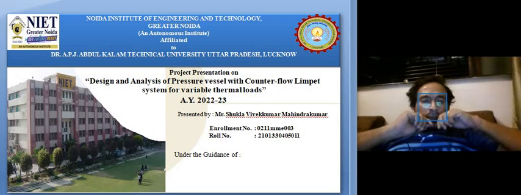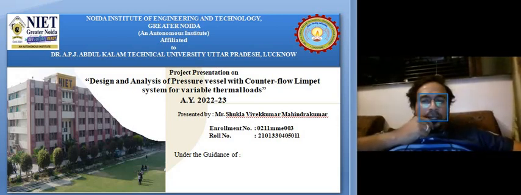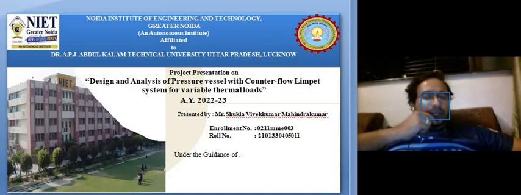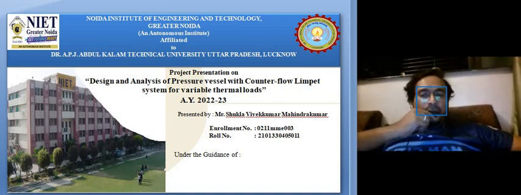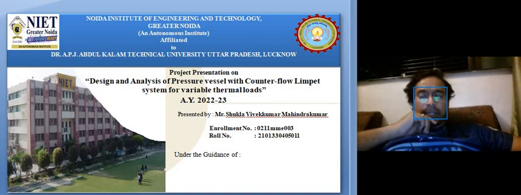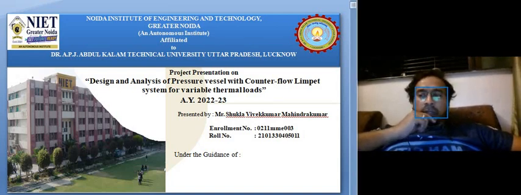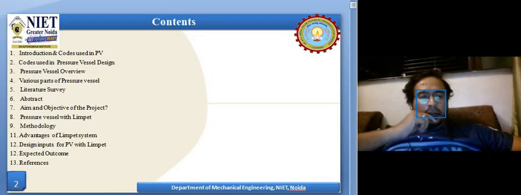Hello. My project topic name is Design and Analysis of Pressure Vessel with Counterflow Limpet System for a Variable Thermal Load. My name is Shukla Vivek Kumar. Now, moving to my topic. First of all, this stage 2 of my project is related to industry, and this project is being done in an industry called MDP Solutions Private Limited, located at Kandivali.